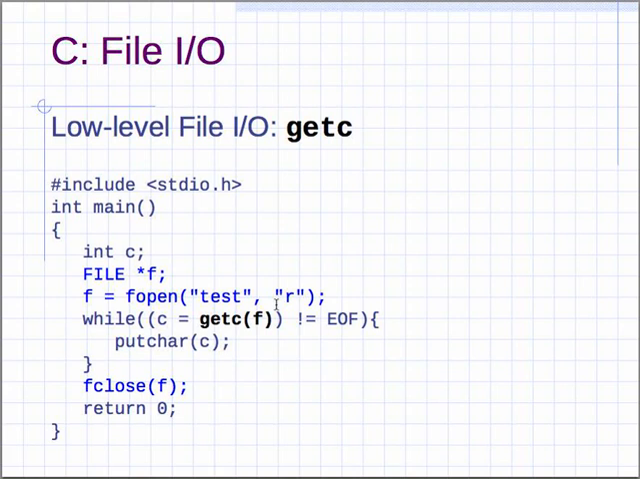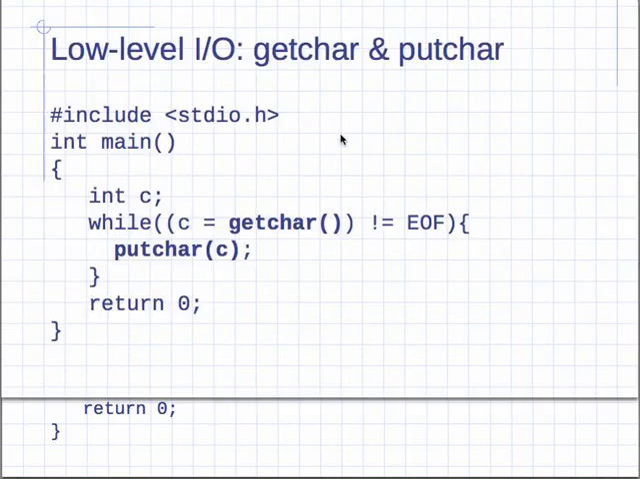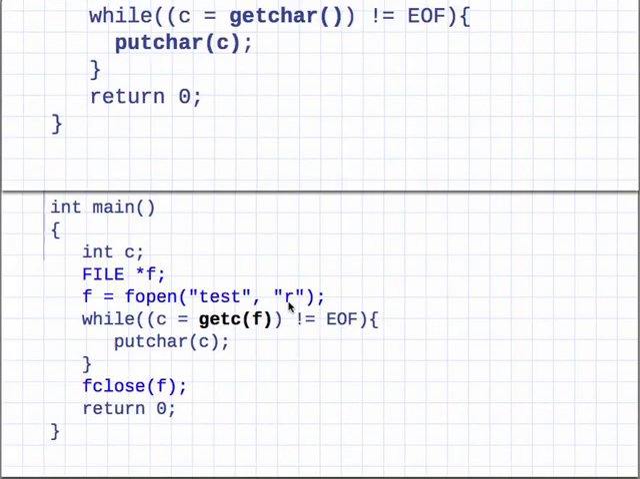Next up, we'll look at some low-level file I/O that is using the getc function. It's a lot like the getchar function, only this works with files.